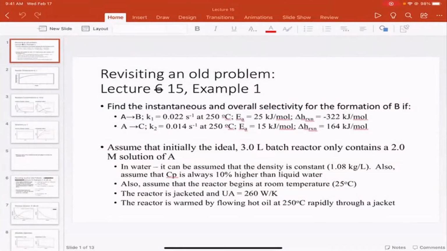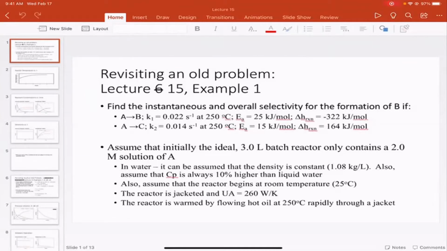And here we have two reactions that are happening in parallel to one another. The first one is A goes to B, and k1 here is the same reaction rate constant that we had in previous lecture 6, except we weren't given a temperature. We were just assuming that that was the reaction rate constant. So this time we know that that's the reaction rate constant at 250 degrees C. We also have the activation energy for this reaction. We also have delta H of reaction. We're going to assume, for simplicity's sake, that it is approximately equal to a constant over the temperature range that we're interested in for this problem.